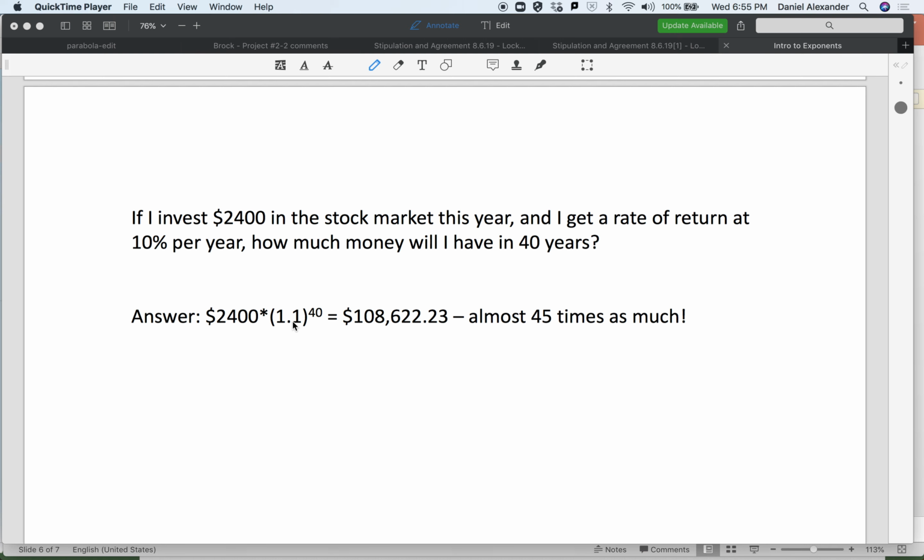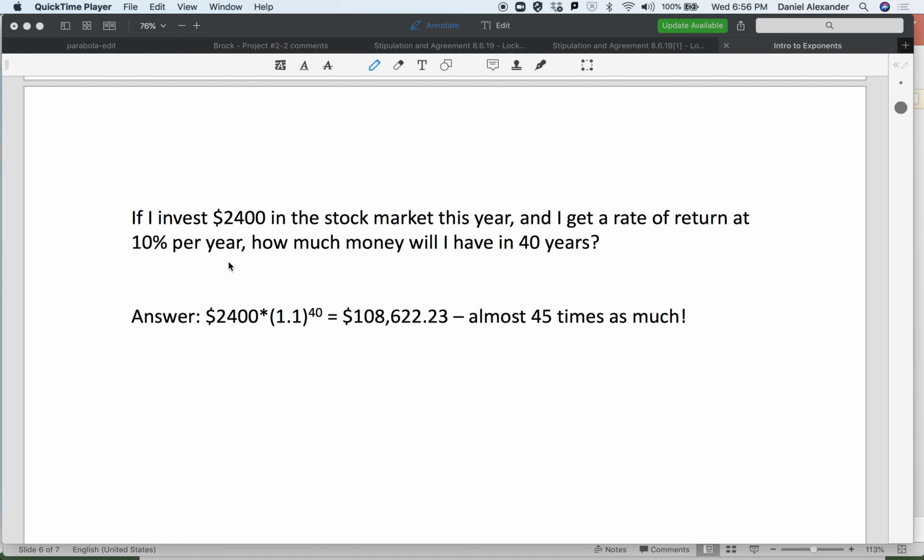Notice that 1.1 is 110%, which is what a 10% rate of return represents. Your money grows 10% per year means if you take the money you had in 1 year and multiply it times 1.1, that's the new money you have. So the 40 comes from the years, the 2,400 is our initial value.